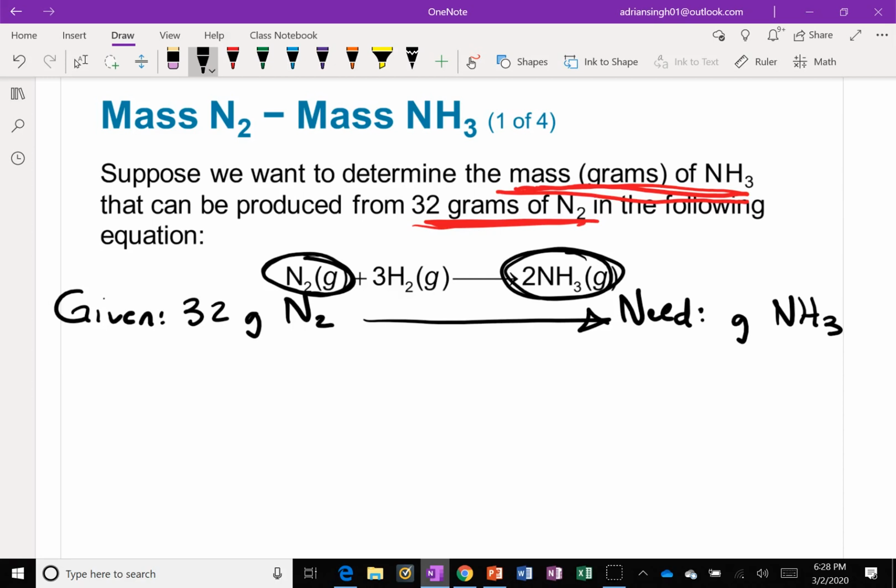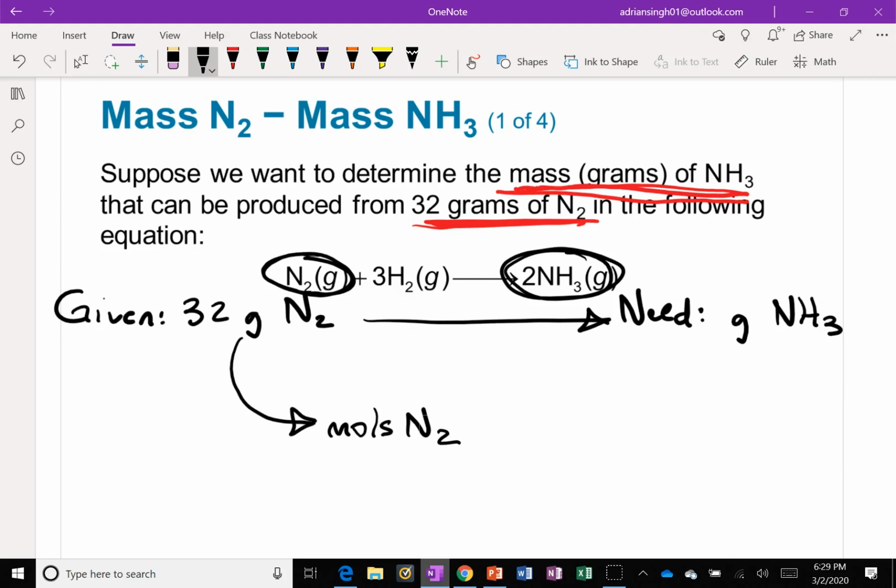Does this give me a gram-to-gram relation, or does it give me a mole-to-mole relation? It's a mole-to-mole relationship, right? It's not a mass-to-mass relationship. So if I'm going to use my equation, which gives me a mole-to-mole relationship, I'm going to have to convert my grams to moles first, before I can use that balanced equation. So if I'm starting with my grams of nitrogen, I would first have to convert this to moles of nitrogen.